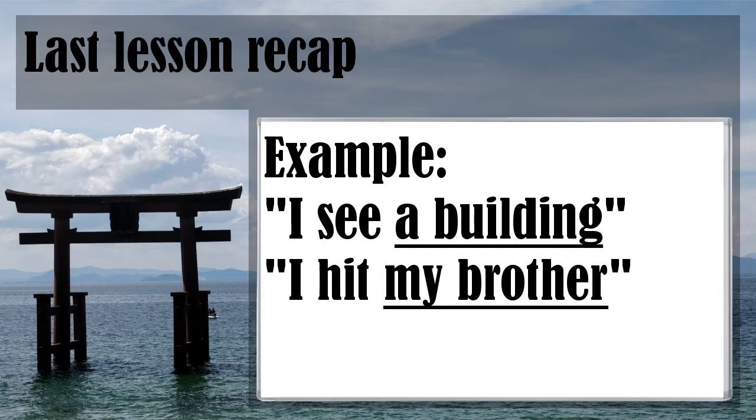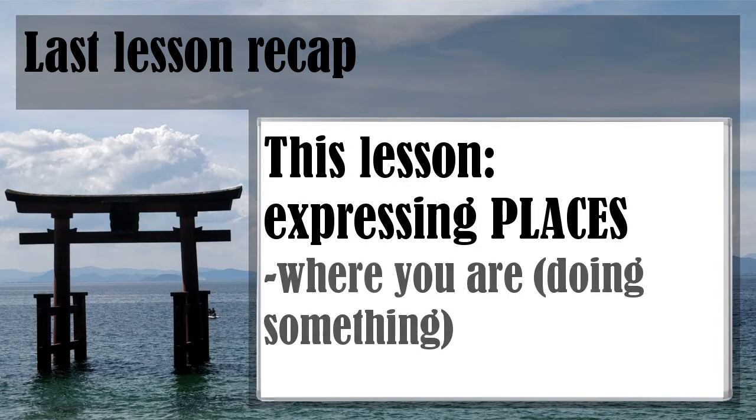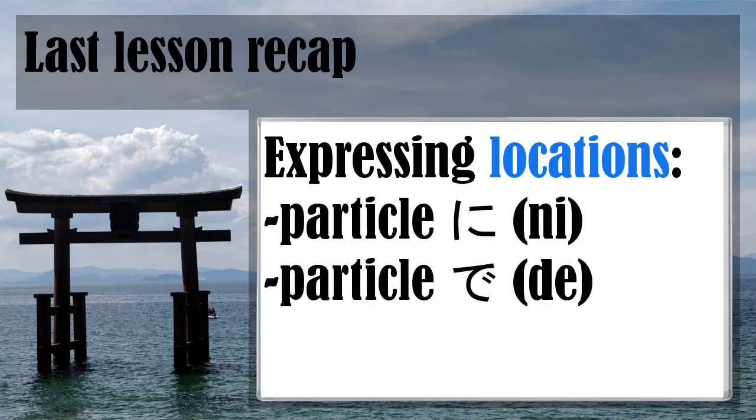Now the next logical step to learning Japanese would be expressing places, as in where you are or where you are doing something, like reading a book. For expressing where you are, you must either use the particle ni or the particle de, depending on what you want to say. The difference between the two is quite easy, so let's just jump into it.